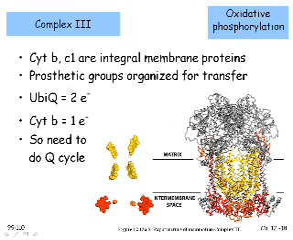So here's a picture of complex 3. This is, again, an integral membrane complex. It's got multiple polypeptides in it. There are prosthetic groups on that complex that are beautifully set up for picking up the electrons and transferring them to the next recipient in the chain. But there's a little bit of trickiness because ubiquinol, the reduced form of ubiquinone, has 2 electrons on it, and cytochrome B can carry 1 electron at a time. So we've got to work out a way to funnel 2 electrons down to 1 electron carrier. And that's accomplished through something called the Q cycle.